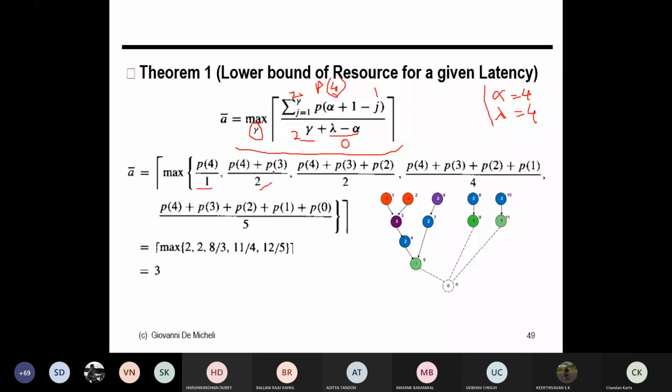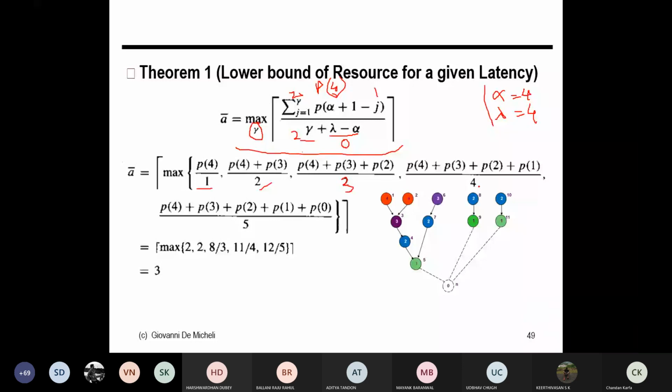Again, if we put gamma equal to 3, this is actually 3, this was a mistake here. So this is p4 plus p3 plus p2 by 3. And when you put gamma equal to 4, it becomes p4 plus p3 plus p2 plus p1 by 4. Because we have maximum p4 down to p1, I don't need to consider any gamma value beyond 4.